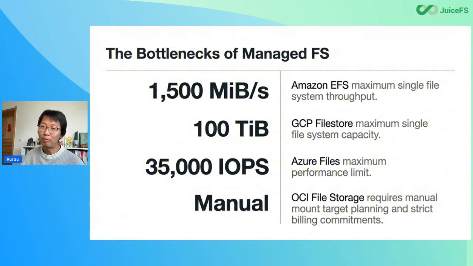OCI File Storage assigns performance by a monthly target, so users need to plan carefully, apply for quotas, and sometimes make billing commitments to secure the performance they need. And these limits show a clear problem. Once AI load becomes large and aggressive, it quickly hits these settings, and traditional cloud file storage cannot keep up. And this is why the major cloud providers introduced another storage tier, managed Lustre.